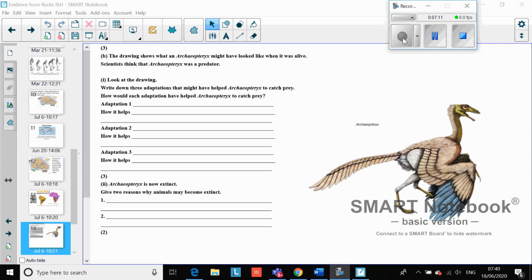I want you to write down 3 adaptations that might have helped Archaeopteryx to catch its prey. How would each adaptation have helped it to catch its prey? So you need to have a close look. What are its adaptations and how do they help? Write them down. And then Archaeopteryx is now extinct. Give 2 reasons why it might have become extinct. Okay, so you're going to have to use your observations, but also why you think it became extinct. So you can just do this in your book. This is fine. Okay, so pause the video and do that now, please.